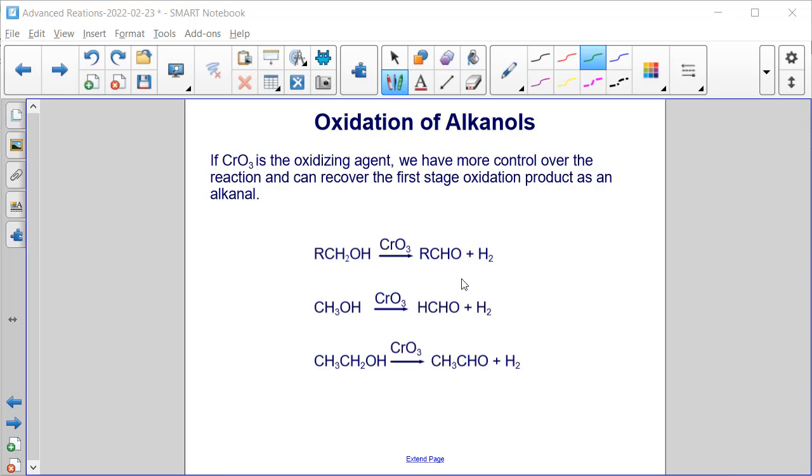So this is similar to the previous slide, but with a different oxidizing agent. We can stop the reaction at this point and have C double bond O single bond H as an alkanal instead of an alkanoic acid. And then of course hydrogen as well.